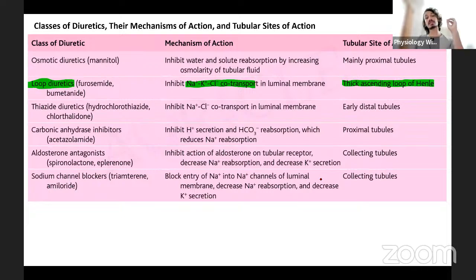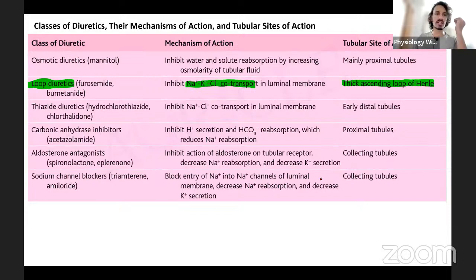What happens with these loop diuretics? At this level, the sodium-potassium-chloride transporter is where it reabsorbs salt and water. When that is not happening, it goes through the urine instead. That is why diuresis happens. So salt and water gets wasted through the urine, resulting in reduction in salt and water in the body. Thus, BP will decrease.